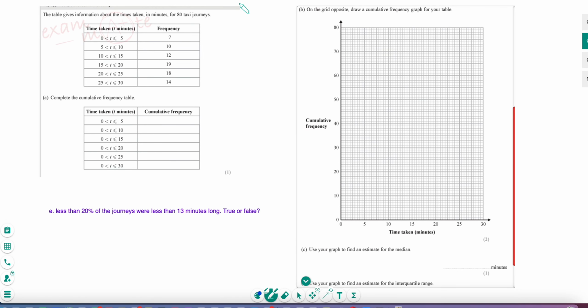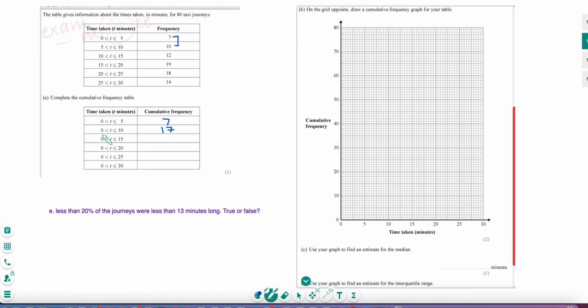Next page. The table gives information about the time taken in minutes for 80 taxi journeys. So here, this is a frequency table only, not a cumulative frequency. Part 2, complete the cumulative frequency table. Well, very easy. The first value will be just 7. The second value will be by the addition of these 2 numbers. So 7 plus 10 is 17.